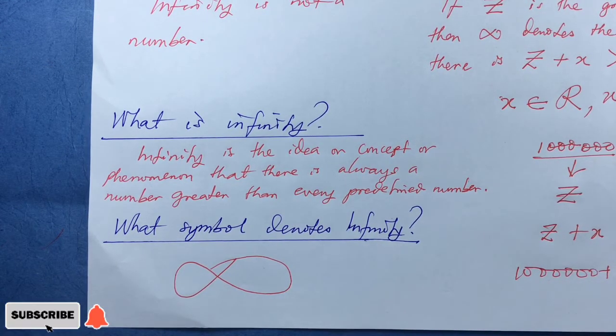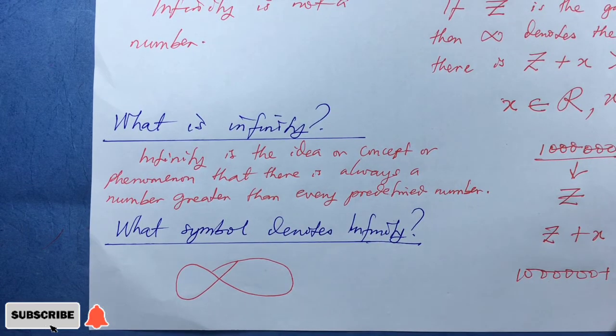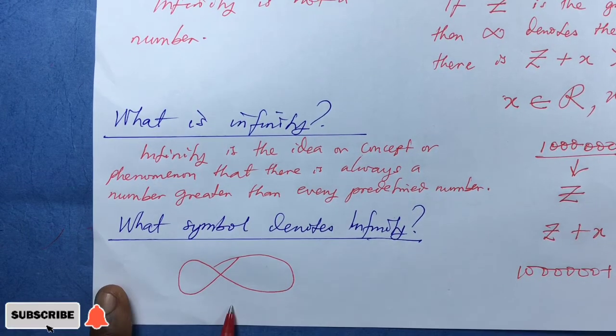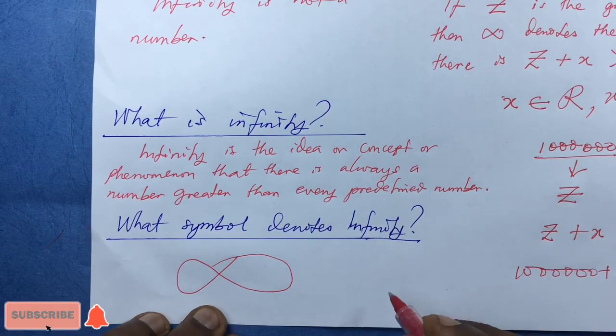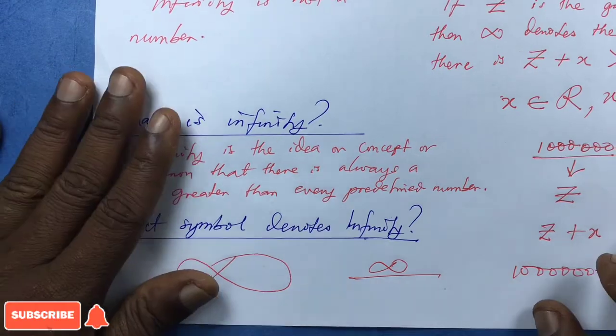So what must you learn from this video? Number 1, infinity is not a number. Number 2, infinity is the idea or the concept or the phenomenon that there is always a number greater than every predefined number, meaning that there's always a number greater than every number you think is the greatest. Number 3, what symbol represents infinity? This symbol that looks like an 8 that is placed horizontally represents infinity.